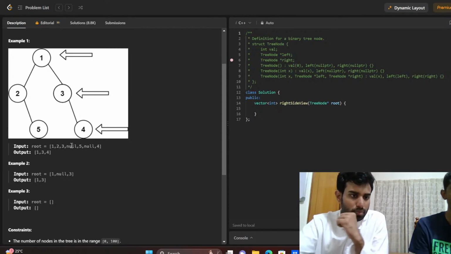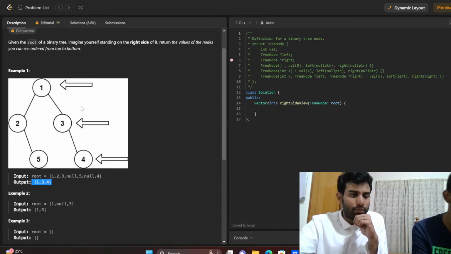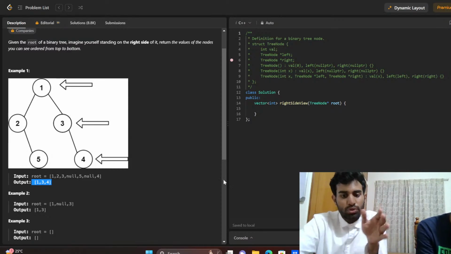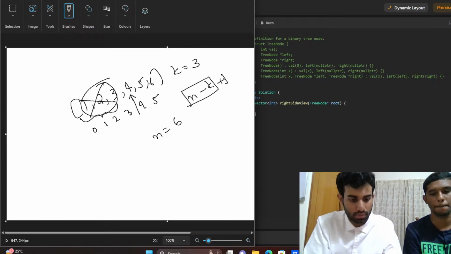So let's look at the input and output. If you look at it, the output is 1, 3, and 4, which is nothing but, if you look at the tree from the right side, what are the nodes that are visible? Let's look at it from this perspective as well.